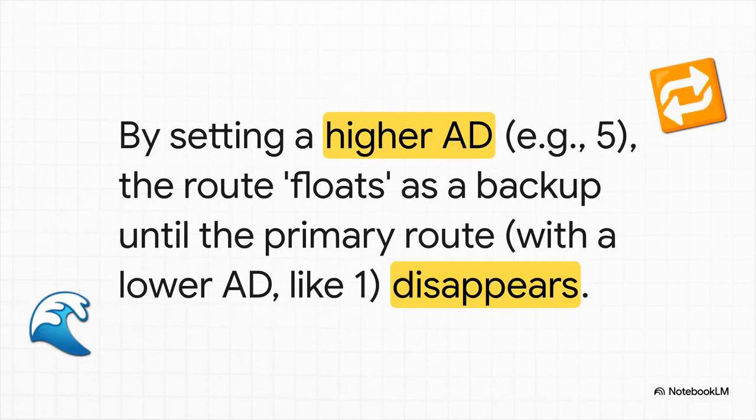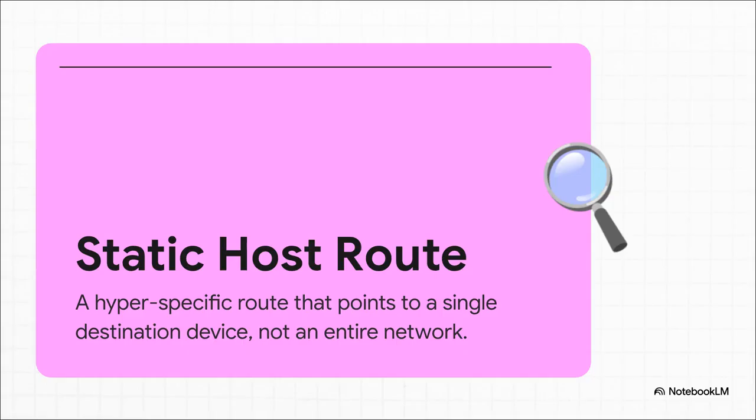So here's the trick. We set up our backup route just like any other static route, but we manually tweak the AD to be something higher, like 5 or 10. As long as that primary route with its super low AD of 1 is up and running, our backup route with an AD of 5 is completely ignored. It just floats. But the second that primary route goes down and vanishes from the routing table, bam, the router instantly activates our floating route and traffic starts flowing again. It's an automatic failover.